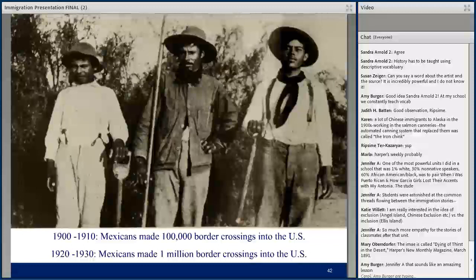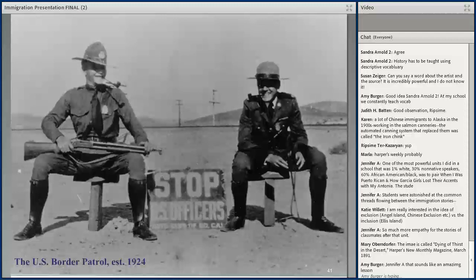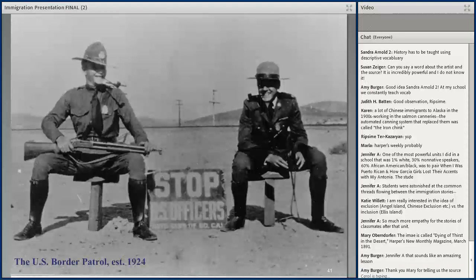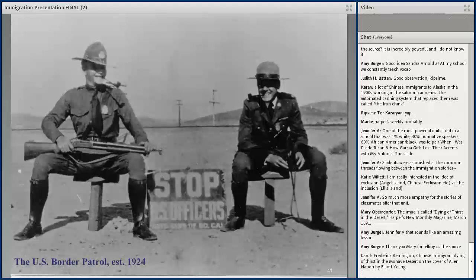In 1924, the U.S. Border Patrol is established to enforce this new whites-only immigration law. They're working in the U.S.-Mexico border region. Most of them are hired out of that area. Although they could enforce the law very broadly, they tend to target Mexican immigrants in particular. Why would they do this?